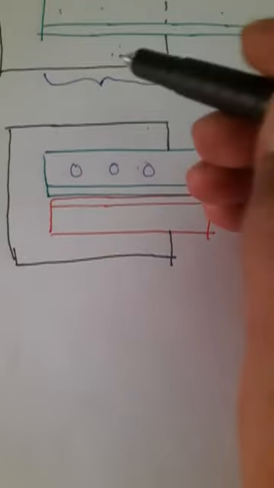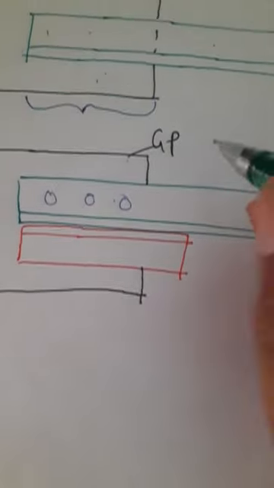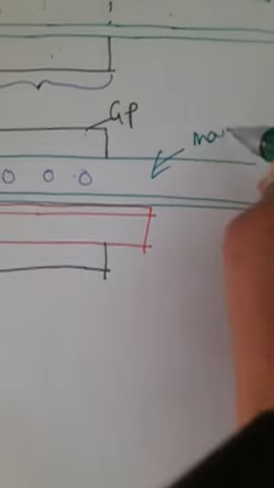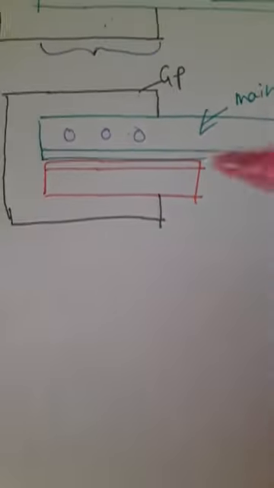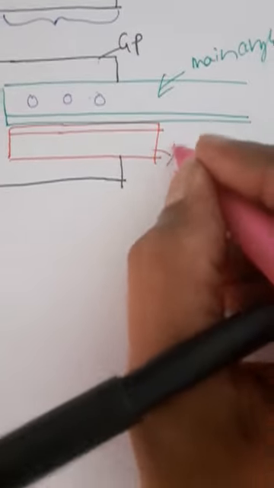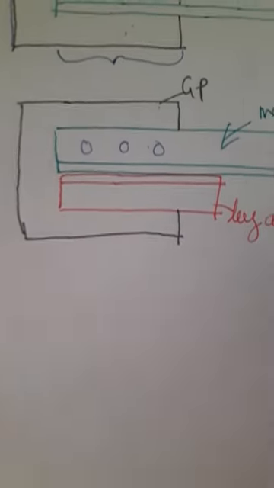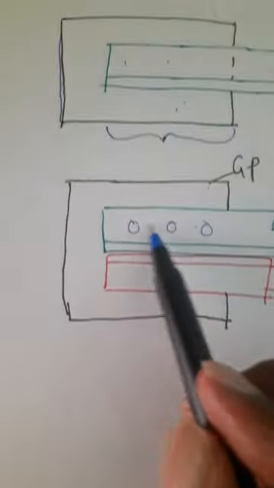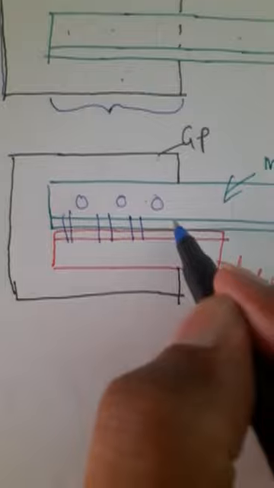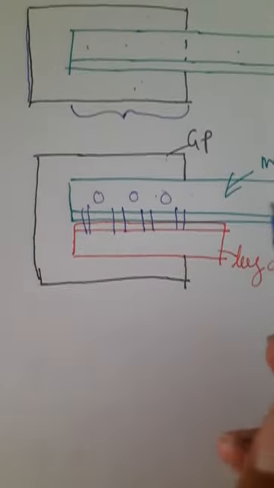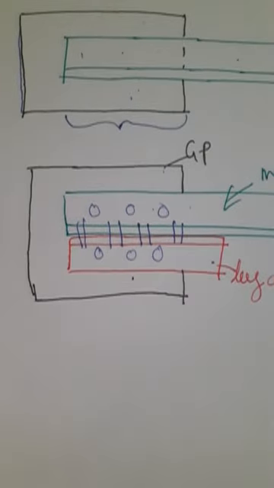Now for this we provide the connections. Say this is GP, gusset plate, this is main angle, this is lug angle. Now I have to provide connection between main angle and gusset plate. So these are the bolts. Next I have to provide connection between main angle and lug angle. So these are the connections. Next I have to connect this lug angle to the gusset plate. So three types of boltings are provided.